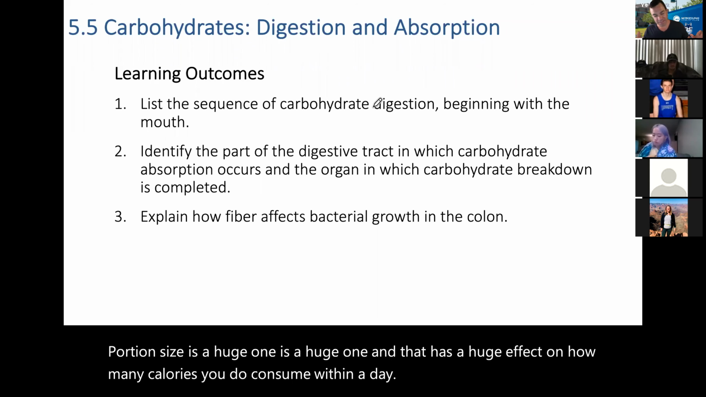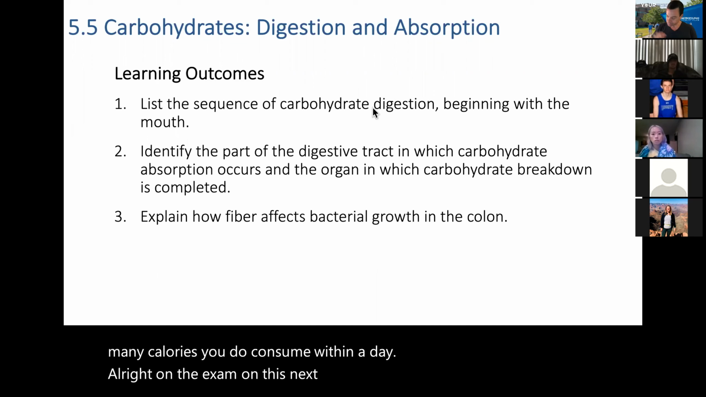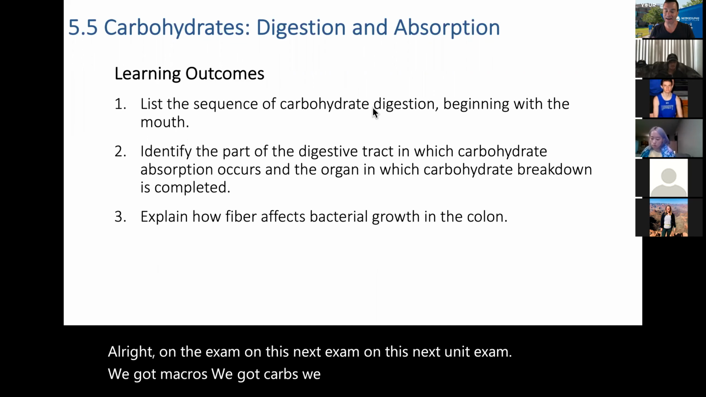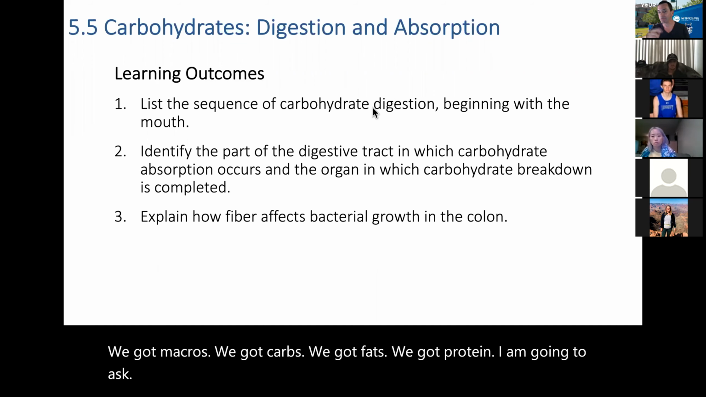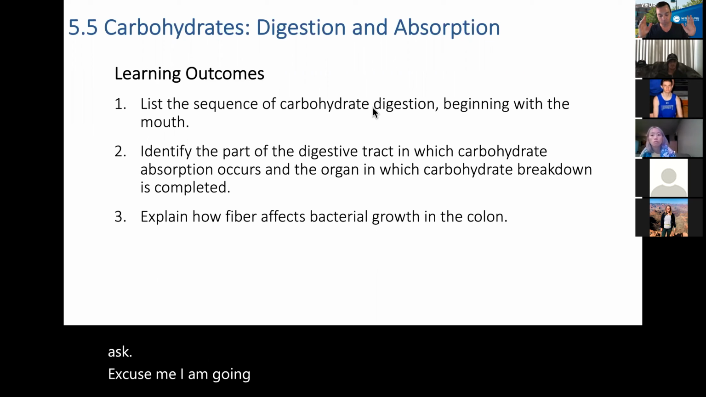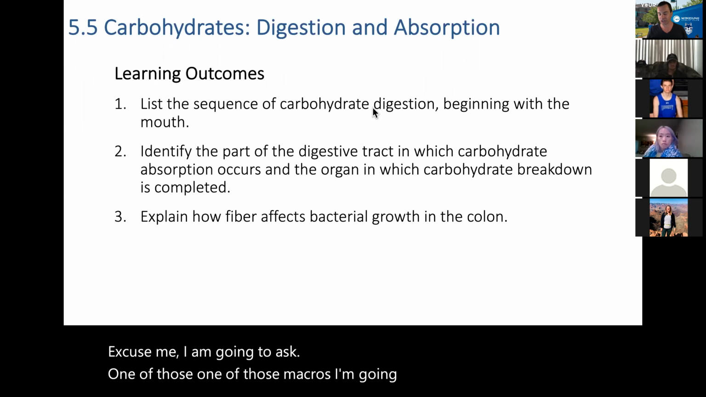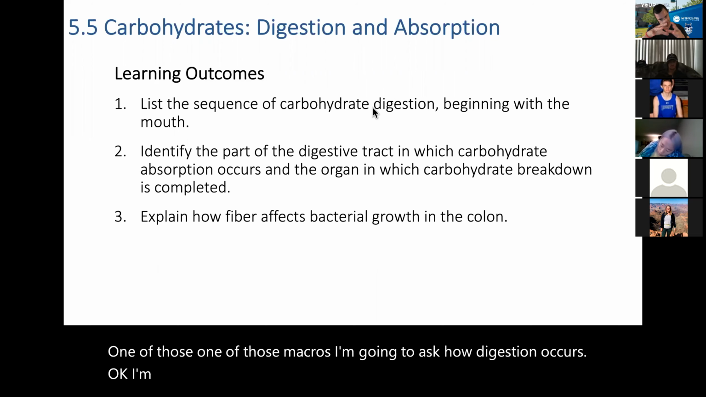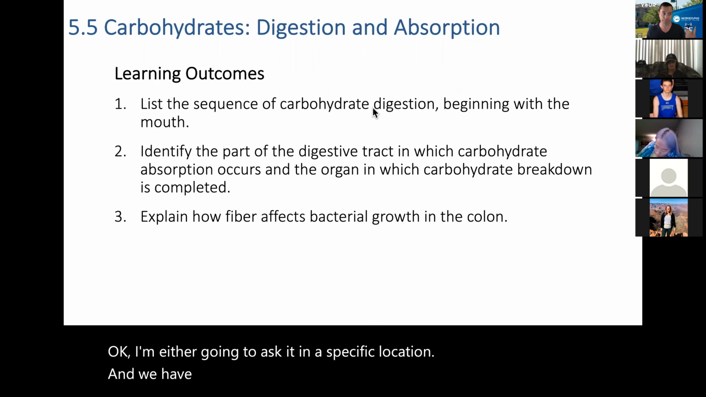On this next unit exam, we got macros: carbs, fats, protein. I am going to ask about one of those macros. I'm going to ask how digestion occurs. I'm either going to ask it in a specific location, and we have 3 locations, basically: mouth, stomach, small intestine.